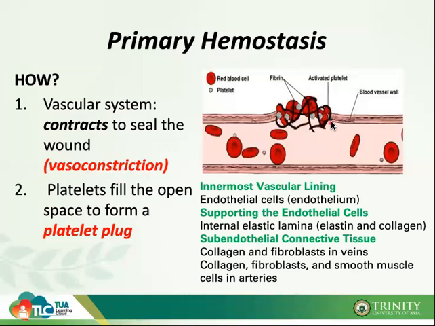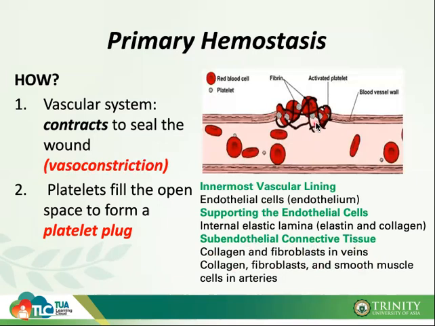Aside from that, I also want you to remember that your blood vessel has layers, right? Your adventitia is the outermost layer of your blood vessel, and the innermost layer also interacts with it. You have your subendothelial connective tissue containing your collagen and fibroblasts, and also smooth muscle in your arteries. If it's just your veins, these are only collagen and fibroblasts. Why is your fibroblast important? Your fibroblast is important for the repair of your blood vessel. They are the ones that will produce a new set of cells that will close the blood vessel.